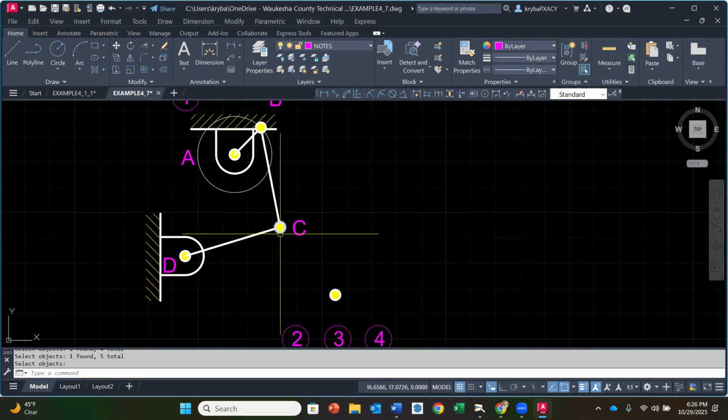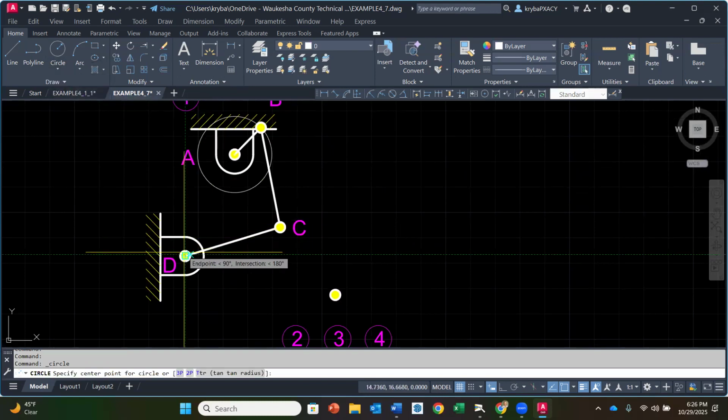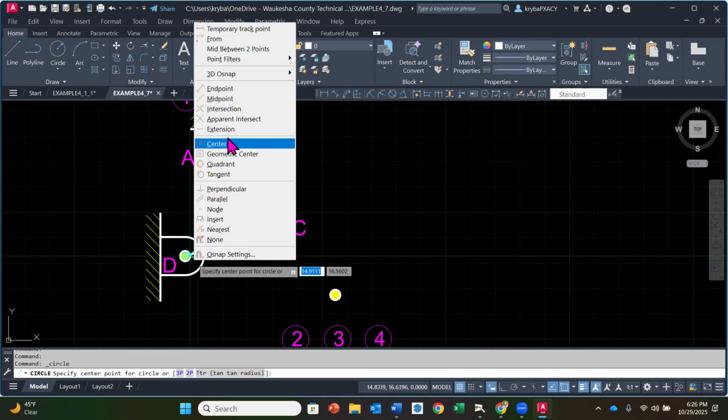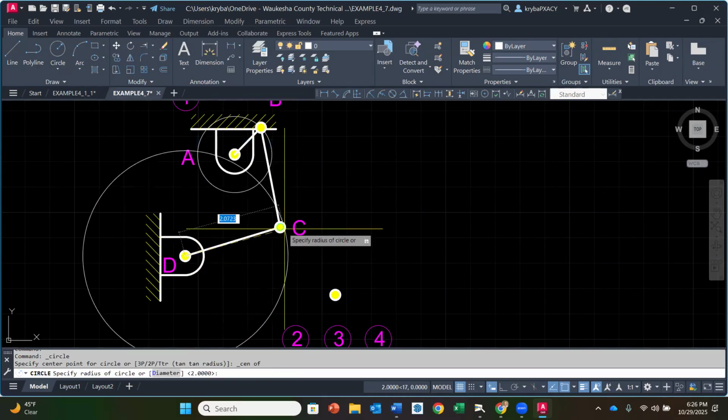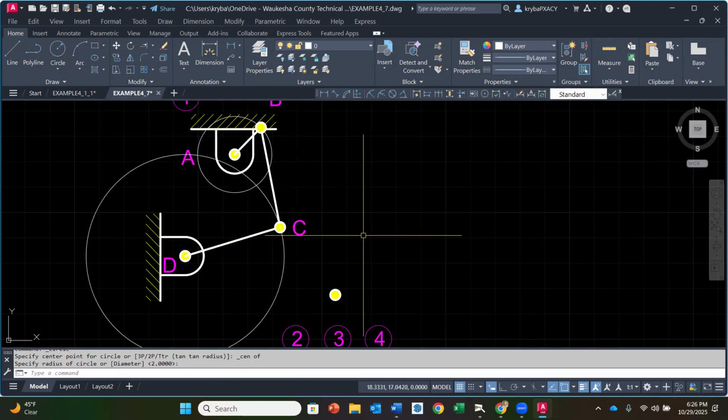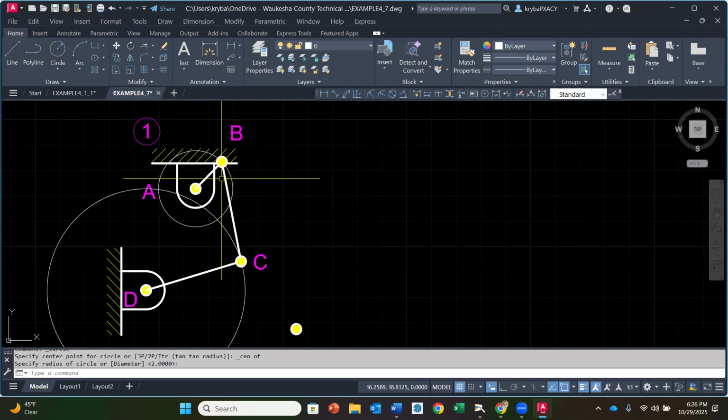So C, its path that it's going to be restricted to is going to be a curve. I'm going to go to my 0 layer and put a circle center radius with the center at point D, which is the center here, okay? And then at point C, that radius is 2 inches. That is the length of that link. So along that path is where C is restricted to, okay? Now to find its lowest point, that is when link number 2 and link number 3 are in line and extended all the way down.